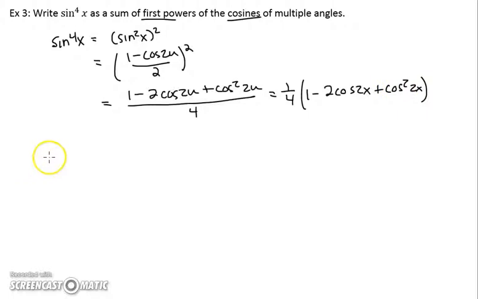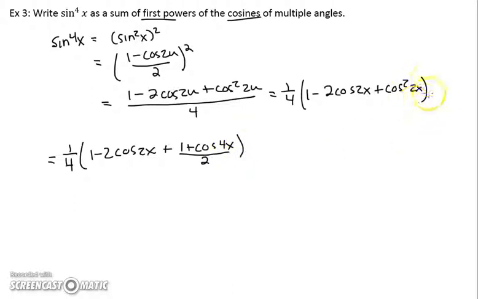So we're actually going to end up having to use our power reducing formula again. So the 1 minus 2 cosine of 2x is going to stay, but we're going to have to change that cosine squared of 2x into 1 plus cosine of 4x over 2. And the 4x comes from the fact that we already had a 2x inside, and our power reducing formula tells us to double what's on the inside. So if we double 2x, we get 4x.